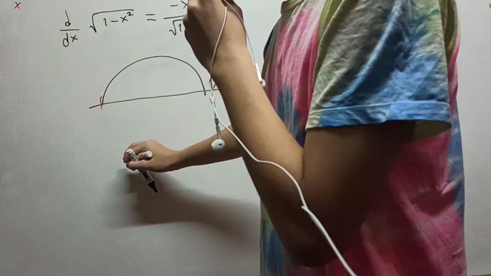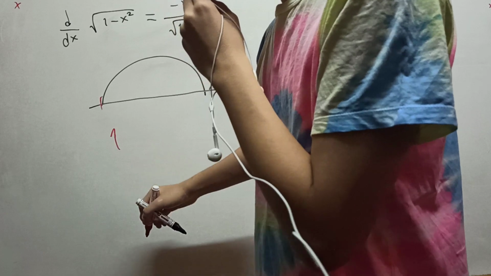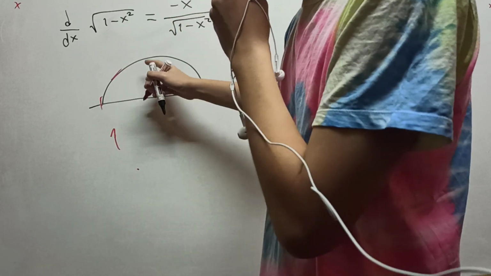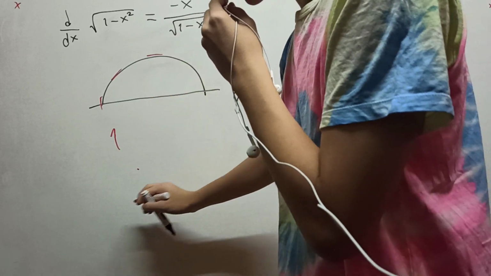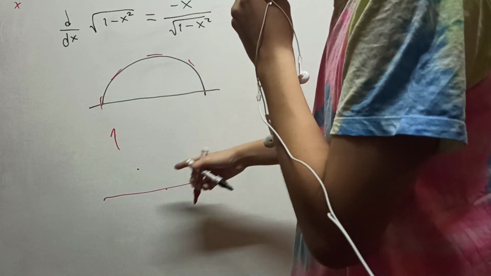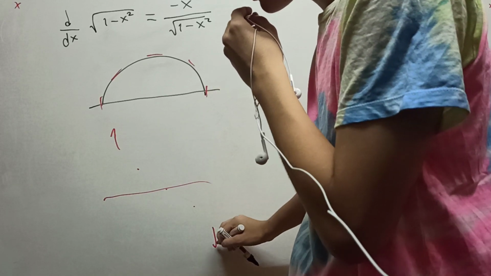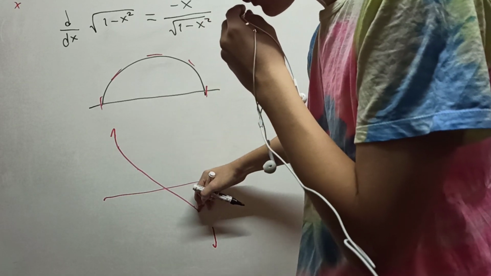Yeah, calculus 1. What's the slope here? Positive infinity, right? So let's just do a little bit of this. What's the slope here, in the middle? What's the slope here? 0. So let's do that. What's the slope here? Same as here, but negative. And then the slope here, negative infinity. So let's connect all the dots.